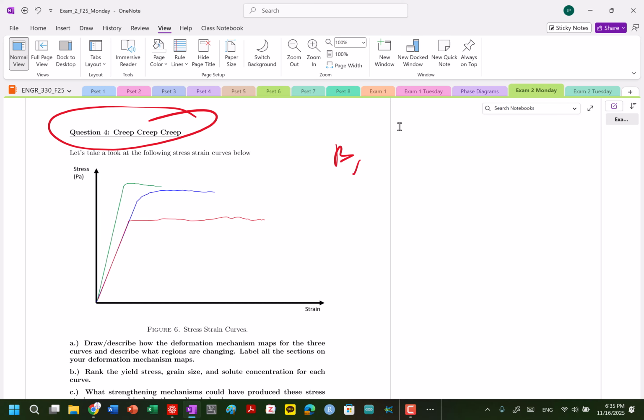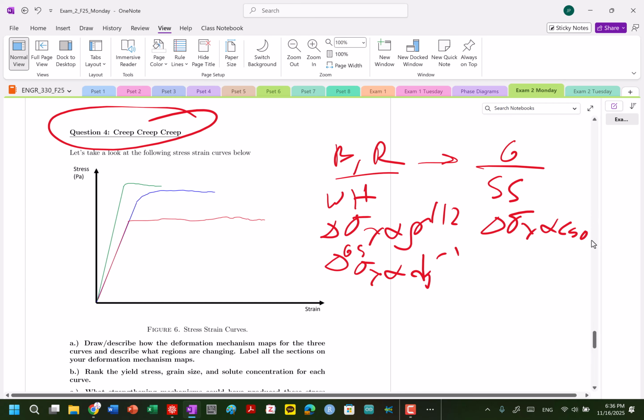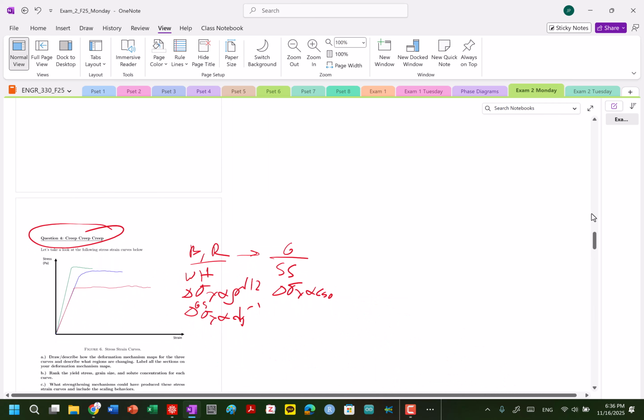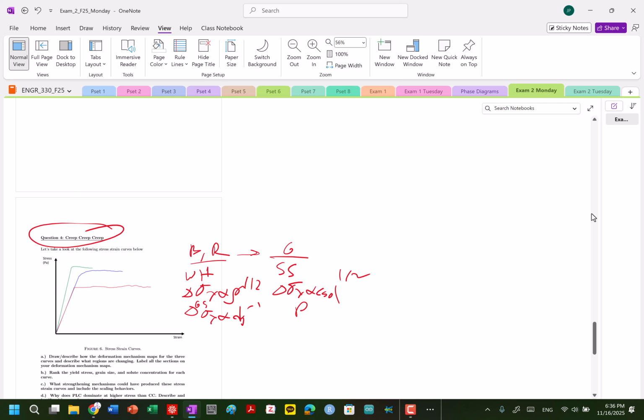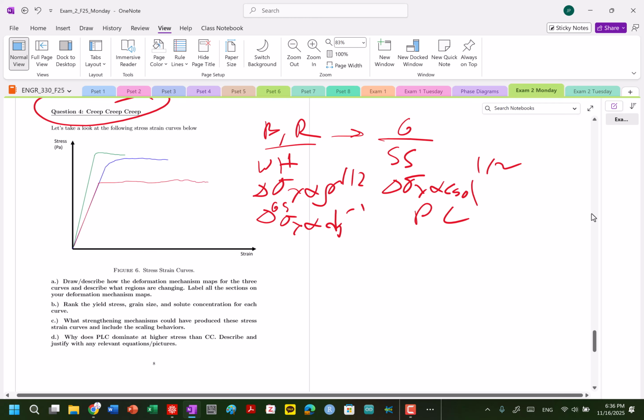So for my blue and for my red, those can be the same material that have been either work hardened, so my yield stress scales as dislocation density to the 1/2 power, or they've been grain size strengthened and my yield stress scales as d_g to the -1. When I compare these to the green curve, if they were all the same material, it had to be solute strengthened, so my yield stress scales as C solute to the 1/2 power, or it was precipitate hardened. Why do we know this? Well, we know that because the slope changes, so we must have changed essentially the material chemically.